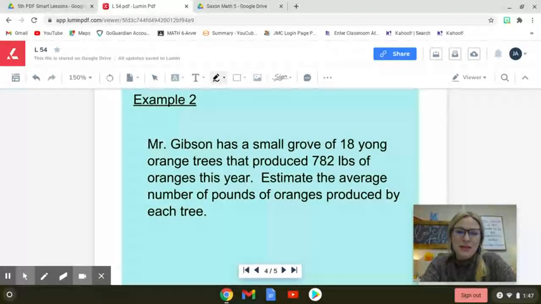Mr. Gibson had a small grove of 18, I think that's supposed to say young, orange trees that produced 782 pounds of oranges this year. Estimate the average number of pounds of oranges produced by each tree. So the numbers 18 and 782 do not compute very quickly in my head. I don't know about yours, but lucky for us, they used this word right here, estimate. And we can use compatible numbers to work with this really easily in our head.